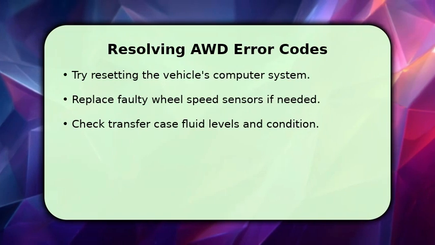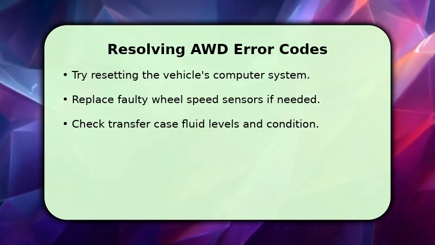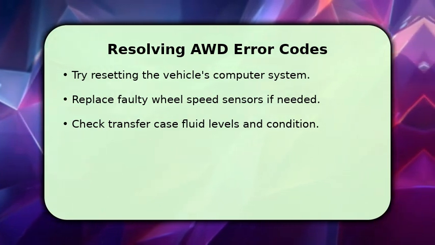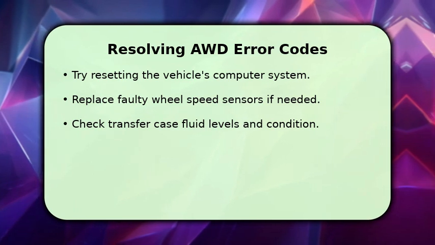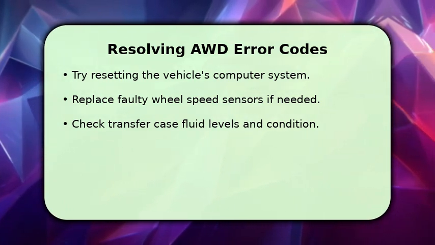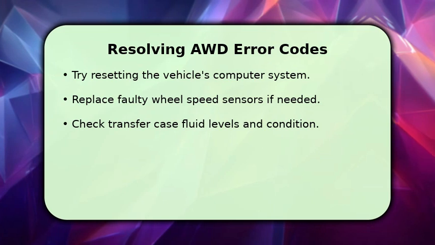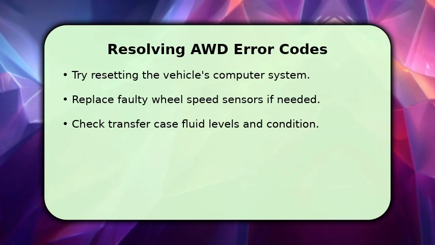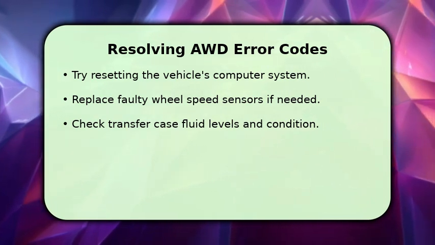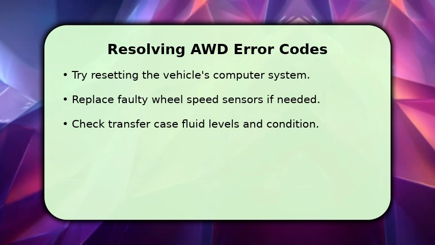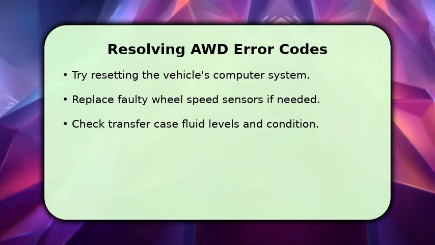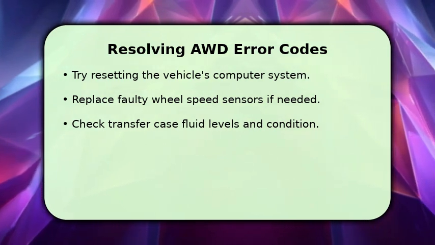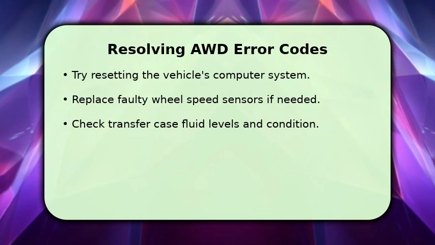Once you've identified potential causes, you can attempt some fixes. Sometimes, simply resetting your car's computer by disconnecting the battery for a few minutes can clear the error. If a wheel speed sensor is faulty, replacing it is a common solution. Also, ensure your transfer case fluid is at the correct level and in good condition, as low or old fluid can impact AWD performance. These steps often resolve many common AWD warnings.